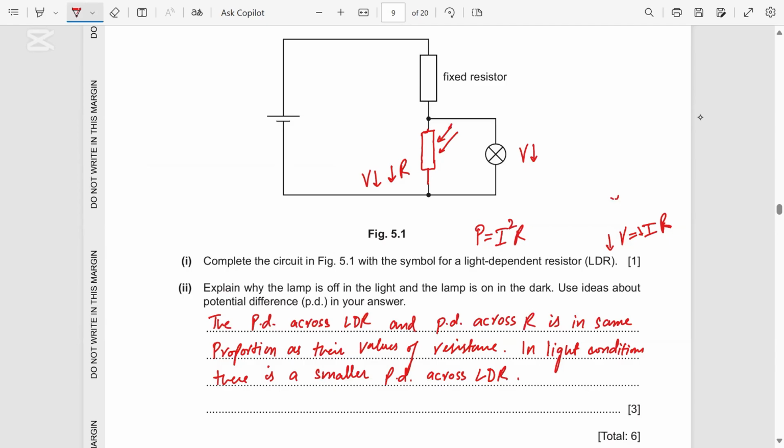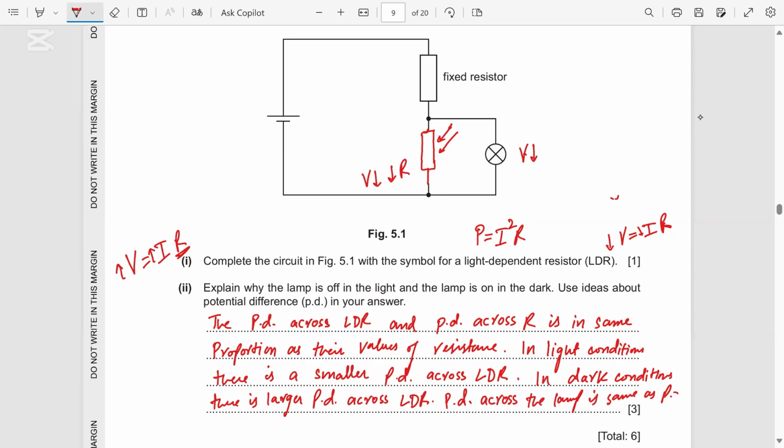And in dark conditions, there is a larger potential difference across the LDR. And when there is a larger potential difference across the LDR, there is a larger potential difference across the lamp. Since the resistance of the lamp is constant, the current is going to be more, and hence it's brighter, and it's on, right? I'm going to write here: the potential difference across the lamp is the same as the potential difference across the LDR.